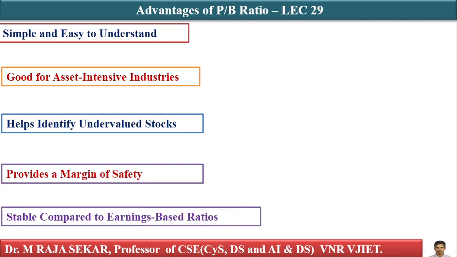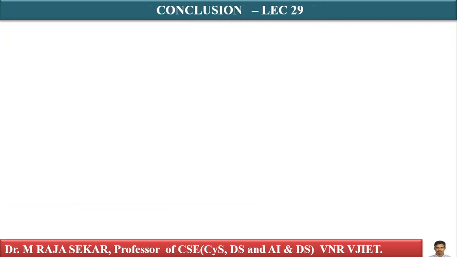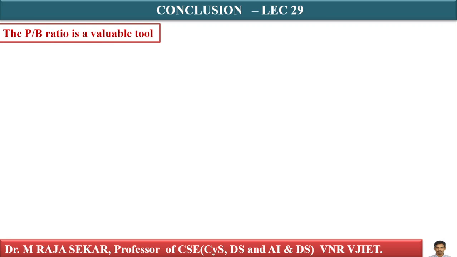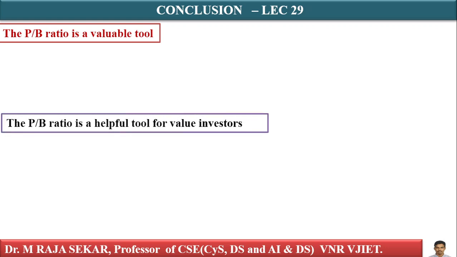Stable compared to earnings based ratios. Unlike metrics like the price to earning ratio, P by E ratio, the P by B, price to book value ratio, is less volatile. I can say P by B ratio is a valuable tool for evaluating stock valuation, especially for asset heavy industries. The P by B ratio is a helpful tool for value investors, especially when used alongside other metrics like the price to earning ratio and return on equity. Just go through this lecture.